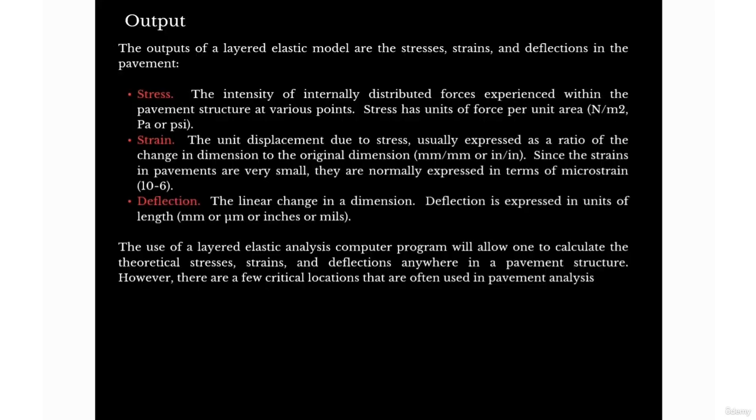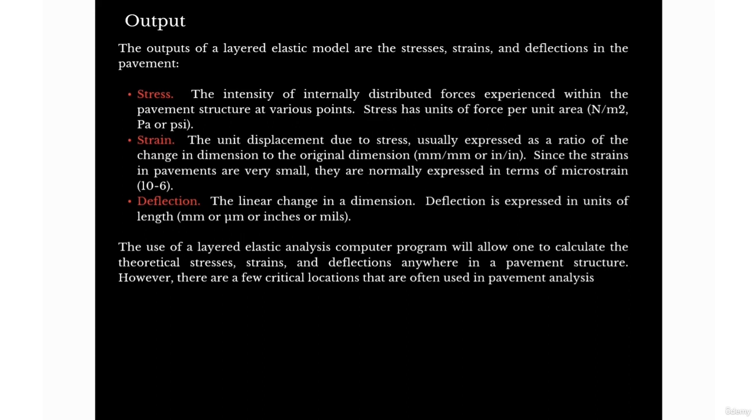Okay, moving on. The outputs of the layer elastic model are the stress, strain, and deflection of the pavement, right? So when we know what the stress is, the strain, and the deflection, we can know how our pavement is going to perform over time. The stress is the intensity of the internal distributed force experienced in the pavement structure at various points. Stress is measured in newtons per square meter, kilonewtons per square meter, or pressure or PSI. Strain is usually measured in millimeters per millimeter or inch per inch.